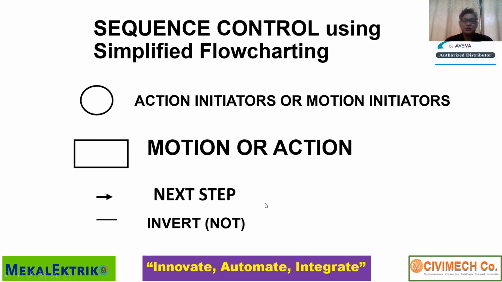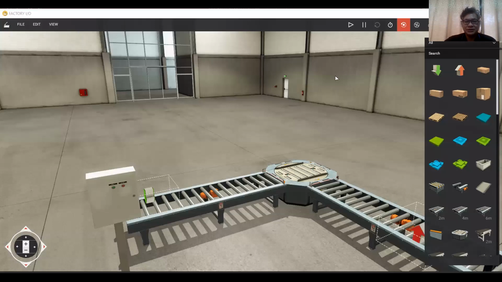For example, if a switch is represented by S1, I can write it not S1, or a bar at the top of S1. Okay, so I want to share what I did in my simulation, and I will show you how I program it in my PLC. And this is how we're going to do sequence on this project.